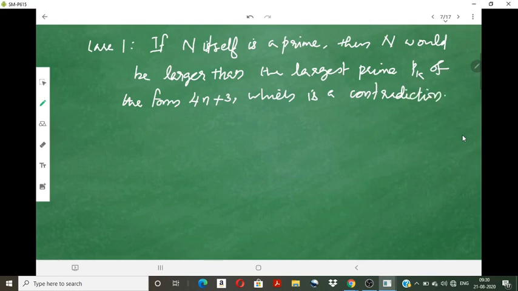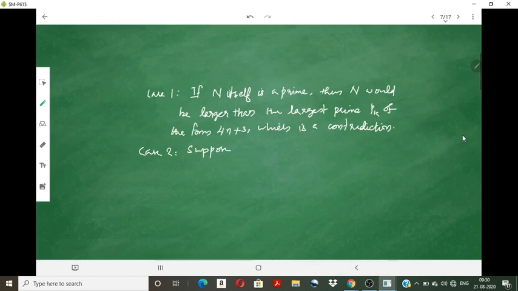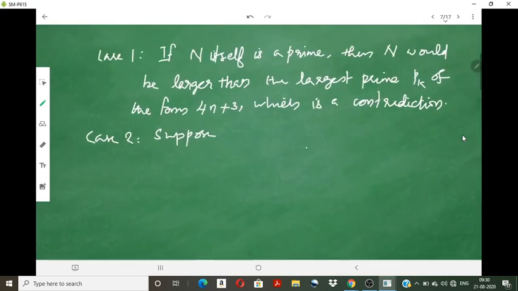That means n must be a composite number. So we will consider case 2. Suppose n is composite. Now what happens if n is a composite number? N is of the form 4n plus 3. That means n is an odd composite number.